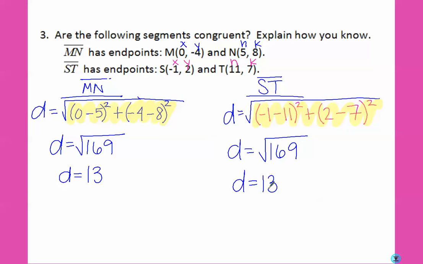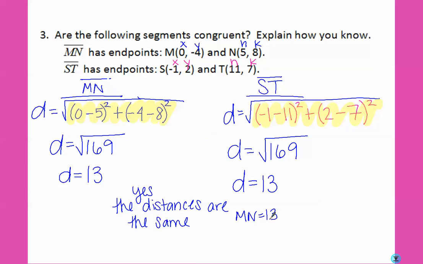So, are these segments congruent? Yes, the distances are the same. To put things a little more mathematically, since MN equaled 13 and ST equals 13, we know that MN equals ST, so therefore segment MN is congruent to segment ST.